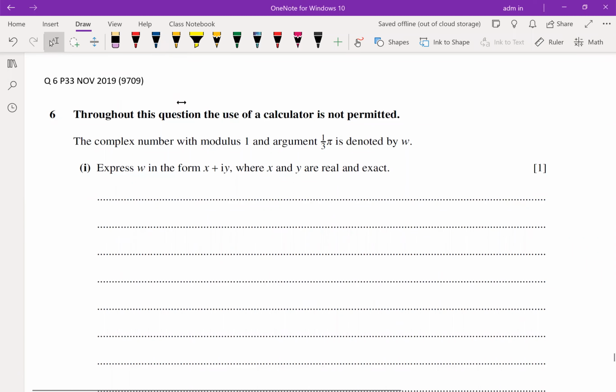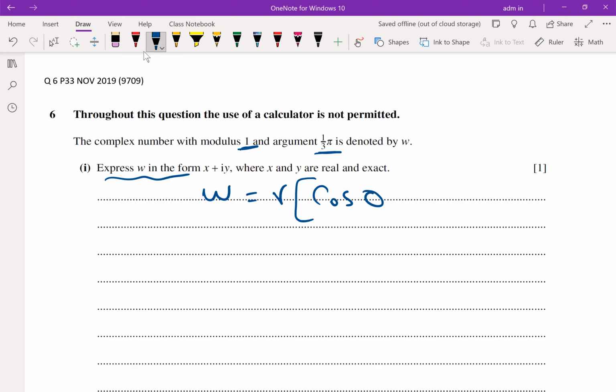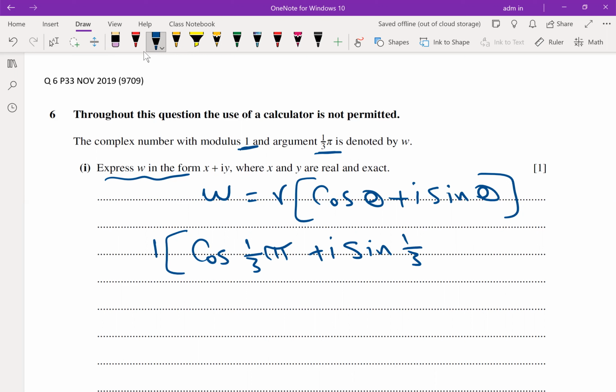Hello guys, in this tutorial I'm going to solve question number 6, paper 33, November 2019. The complex number W has modulus 1 and argument π/3. Express W in the form x plus iy. In general, W is equal to r(cos θ + i sin θ), so r is 1, cosine π/3 plus i sine π/3. Then find the values of cosine π/3 and sine π/3.